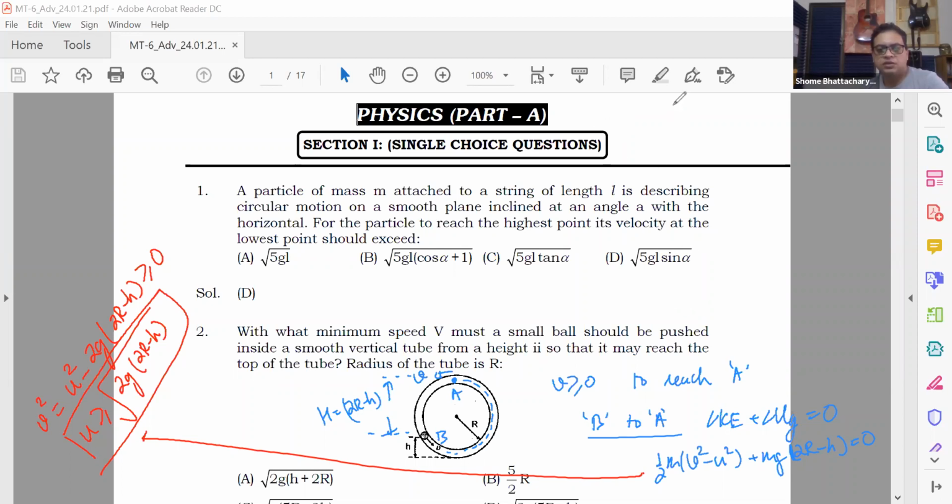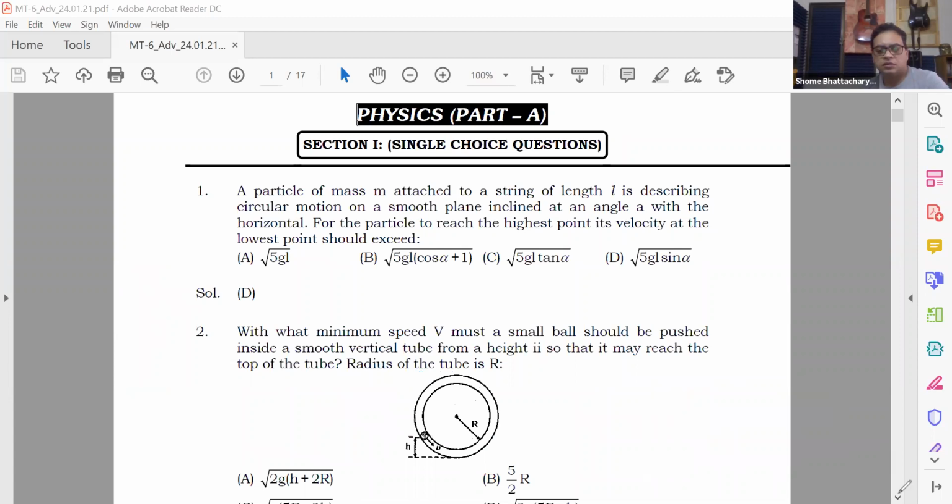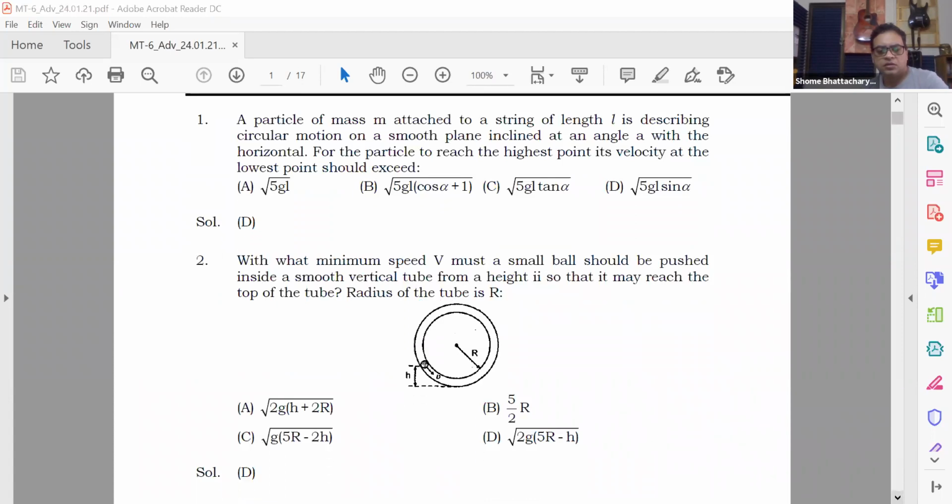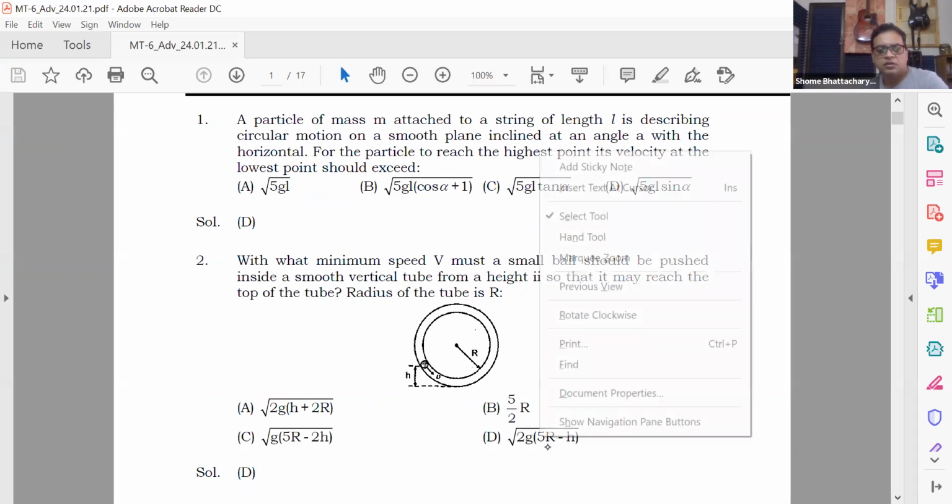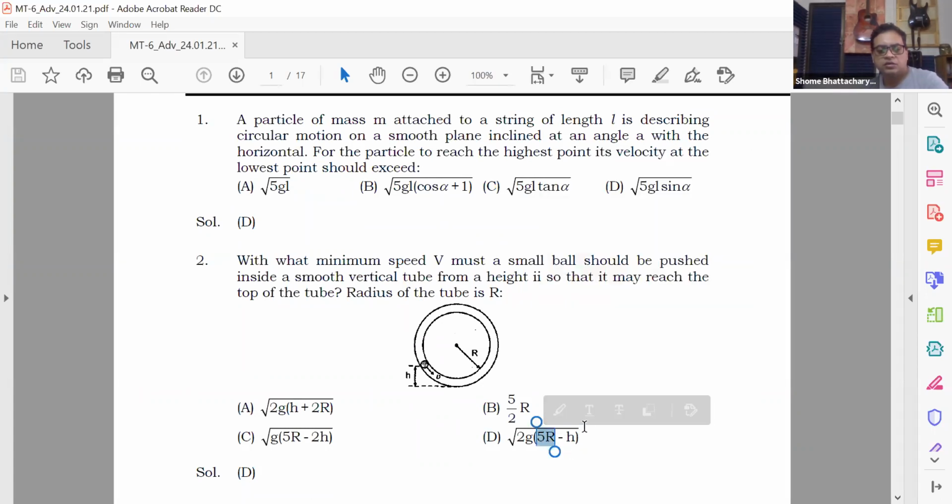Let's check out the answer. Okay. Should be the same. Yeah, appears there's a misprint here. It should not be 5R. This should be 2R. Yeah, there should be a correction in this. This should be square root of 2g into (2R minus h). Okay, this is the correct answer. I will get this corrected. You should get bonus marks for this then, because none of the options are correct.